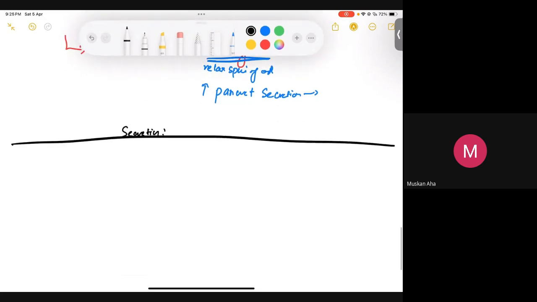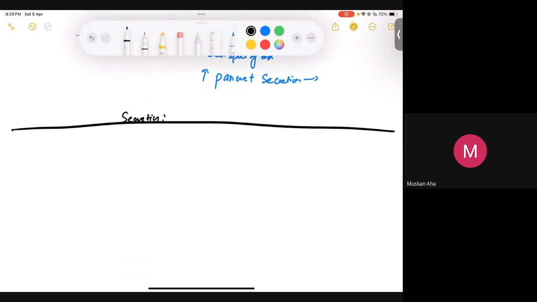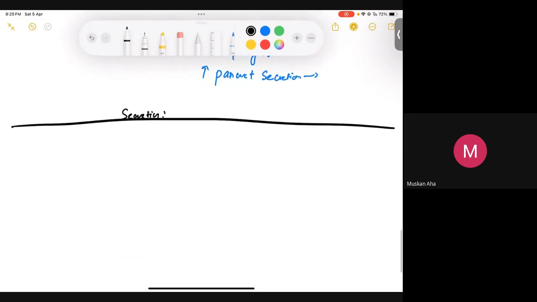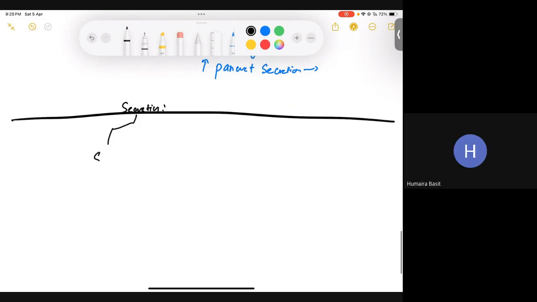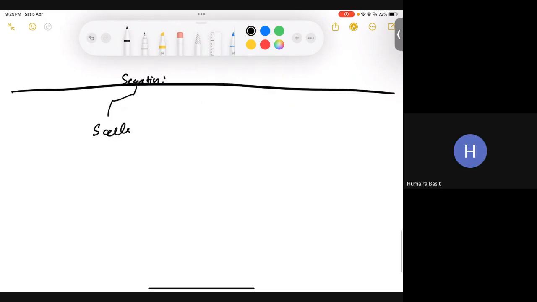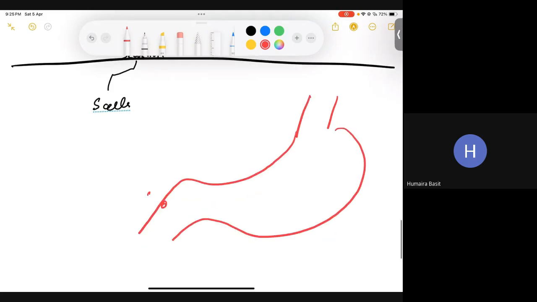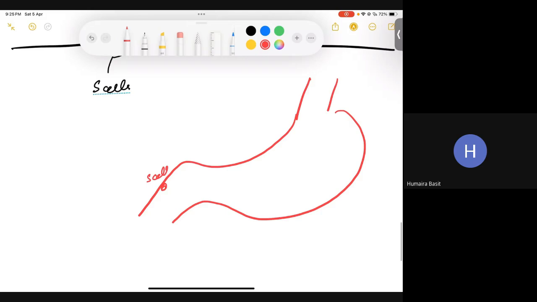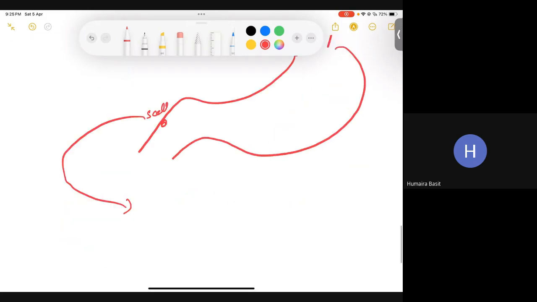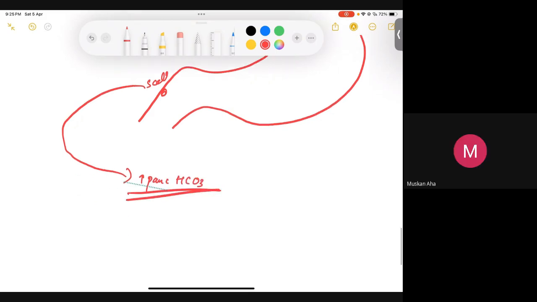Can you tell me the cells responsible for the release of secretin and where they are present? S cells, in the duodenum. Perfect. So for example, if this is our stomach, within the duodenum we have our S cells. They're going to release secretin. What's the function of secretin? As we discussed, secretin is going to increase pancreatic HCO3, the bicarbonates. Why do we require bicarbonates?